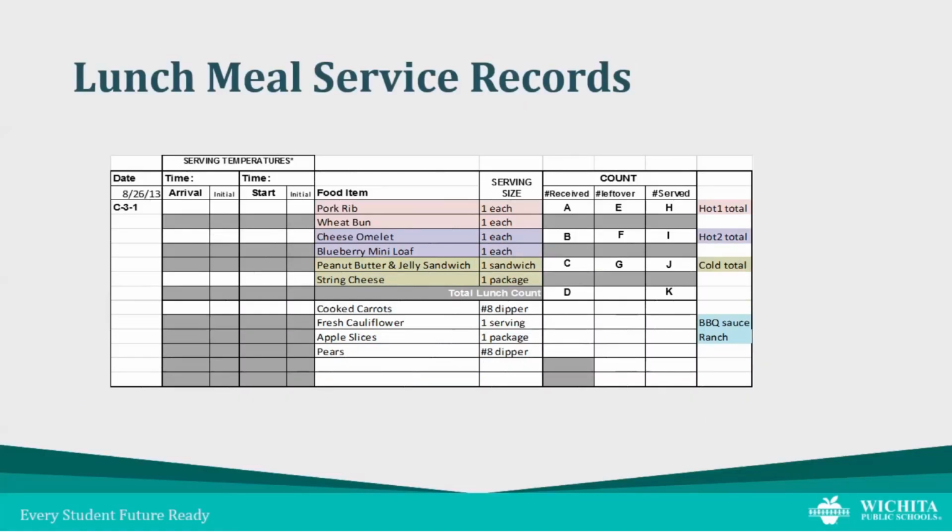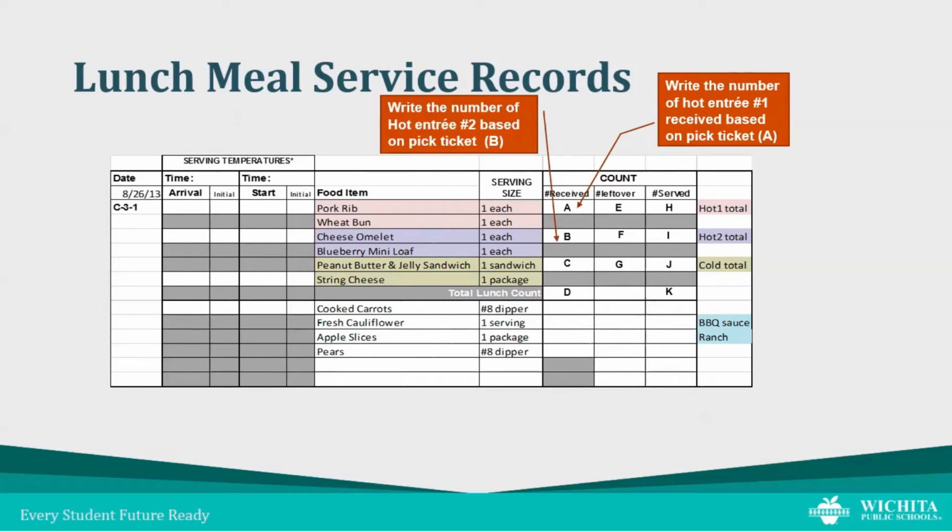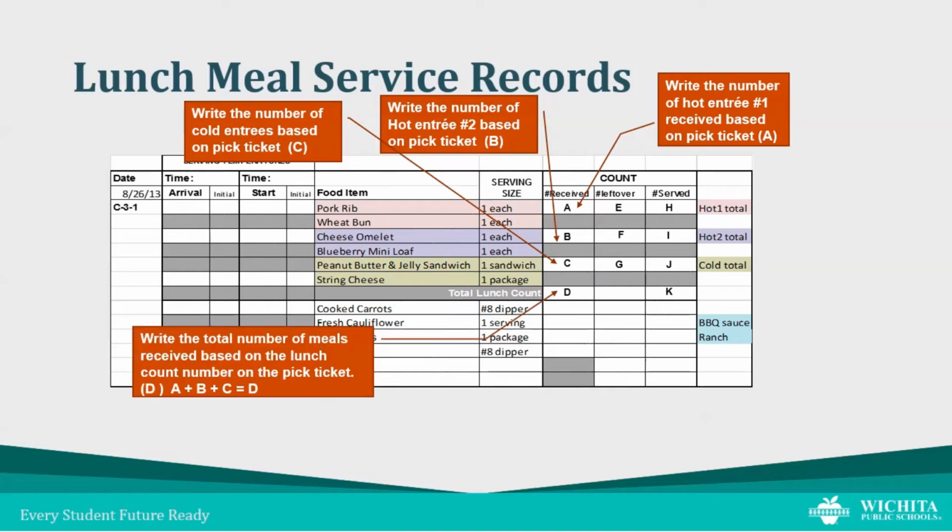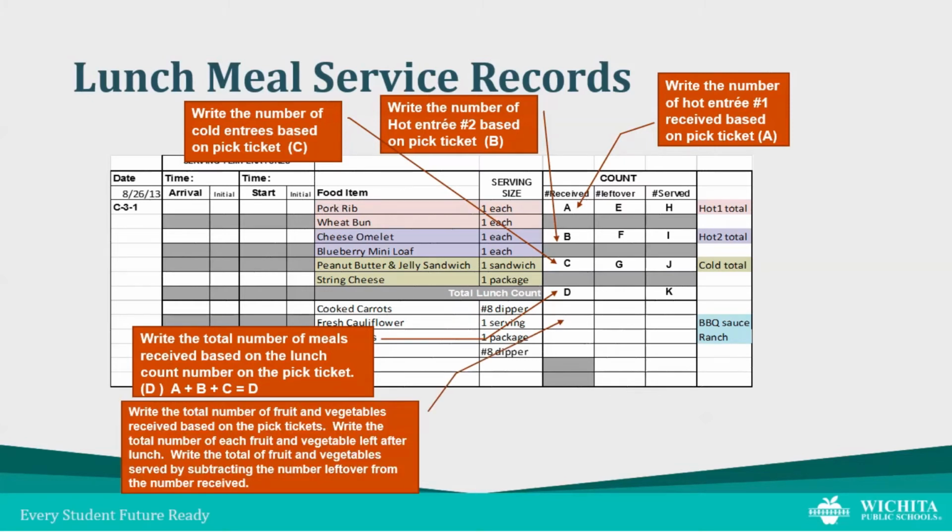Now let's look at that in a different way. Write the number of hot entree number 1 received based on the pick ticket, and in this example it'll be A. Write the number of hot entree 2, that's B. Write the number of the cold entrees based on the pick ticket, that's C. And so D equals A plus B plus C. That's our total lunch count. Also in the number received column, you need to write the total number of fruits and vegetables received based on the pick tickets.